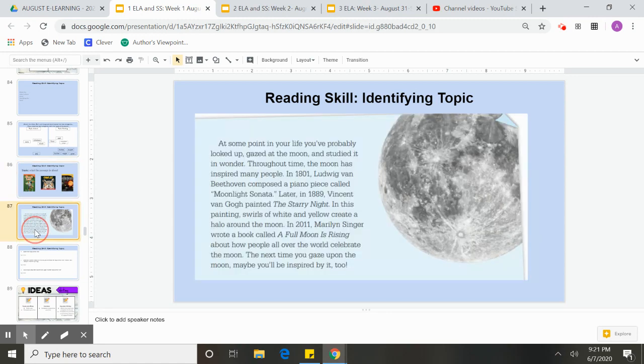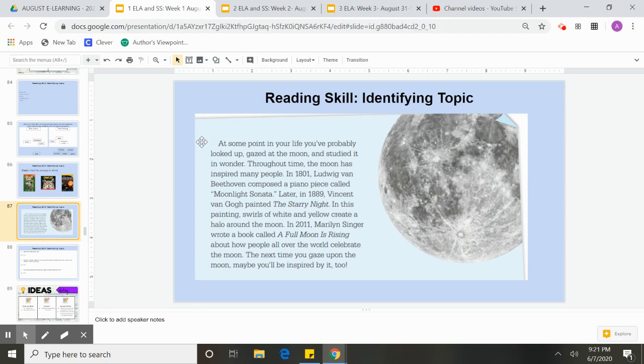But sometimes when we approach a book, maybe we don't have a title. So we have to read the passage and we have to determine what's that one word or two words that that passage is all about. Today we're going to take a look at this short passage and we're going to determine what the topic is of this passage. Let's read.